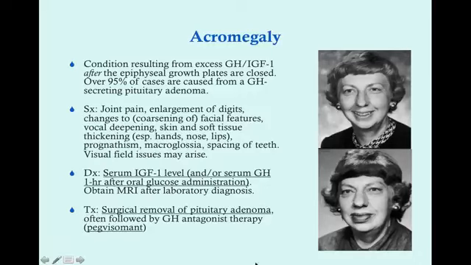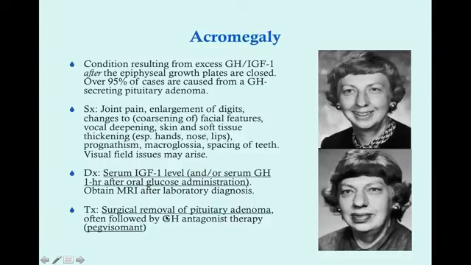All right, so the diagnosis is serum IGF-1 level. If that comes back positive, you can get a serum growth hormone level after 1 hour following 100 gram oral glucose administration. There are reference values for that. I didn't put them here because I don't want to load you up with useless information. You can look that up if you want. Once that comes back positive, you'll obtain an MRI once you've made the laboratory diagnosis, and that should identify the mass.